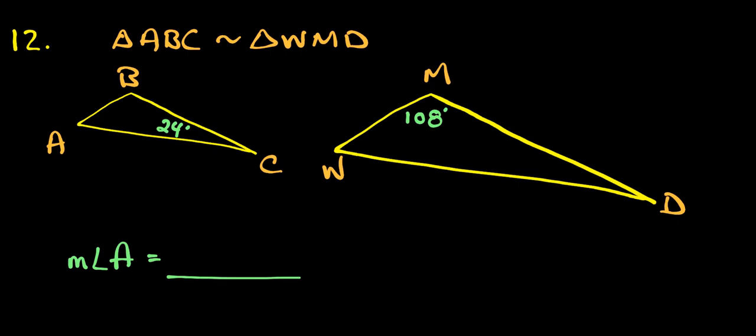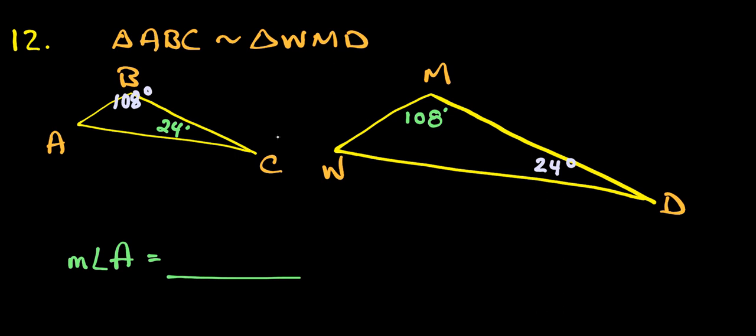Taking a look at number 12, we want to find the measure of angle A. Now it says that these two triangles are similar. So if they're similar, then that means that this angle over here would also be 24 degrees. Because notice the D and the C correspond to each other. The angles have to be equal. And if this M is 108, that means this B also has to be 108. So we just need to find that third angle.